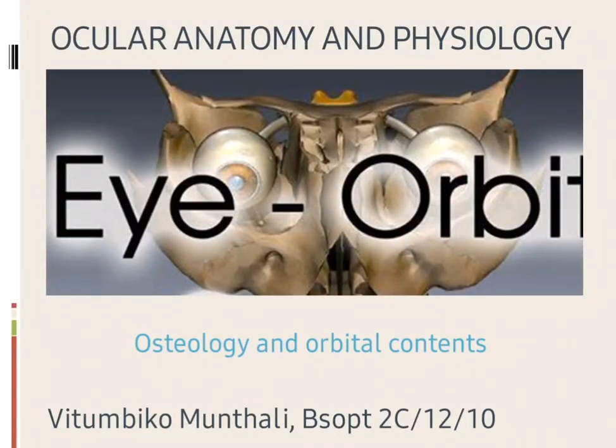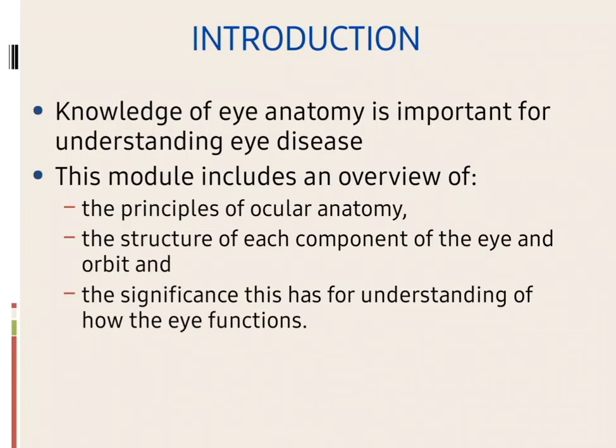Ocular anatomy and physiology, osteology and orbital contents. Knowledge of eye anatomy is important for understanding eye disease. This module includes an overview of the principles of ocular anatomy, the structure of each component of the eye and orbit, and the significance this has for understanding how the eye functions.